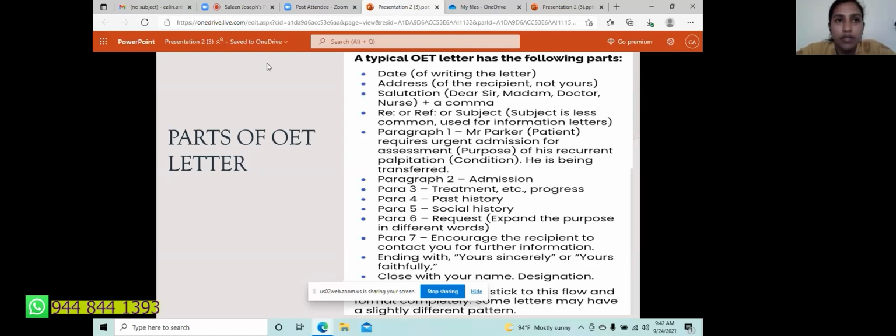Then the first paragraph will be the introduction, and subsequently we will be using 2 or 3 paragraphs. In this it is written 6 paras, but there is no need to write 6 paras. We won't get that much time to write this many paras. In the first para we write the introduction, and in the second and third we concisely write the admission part, the patient treatment, past medical history, and social history, which is relevant for the case note.